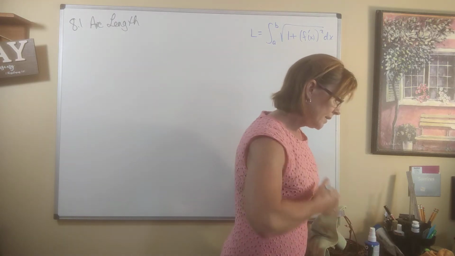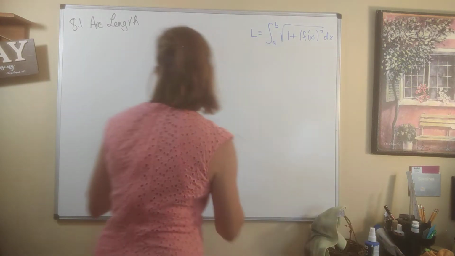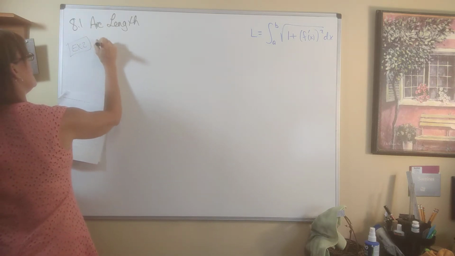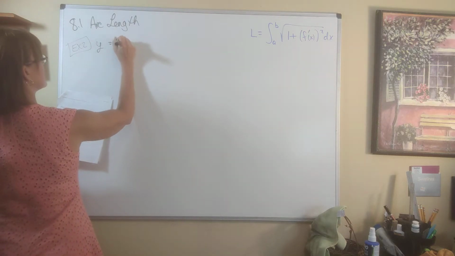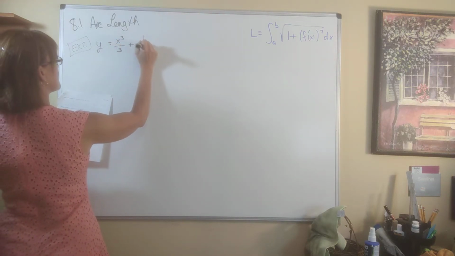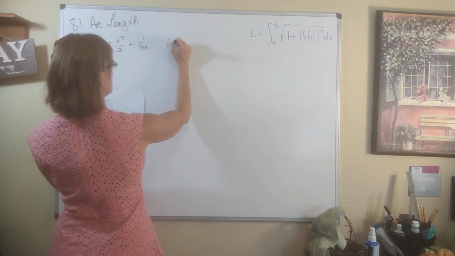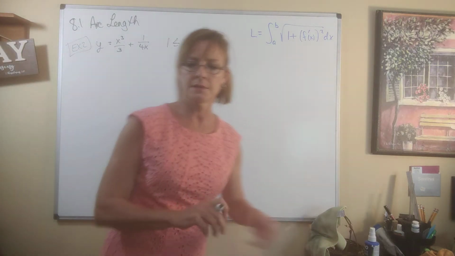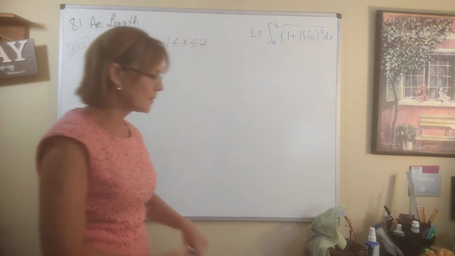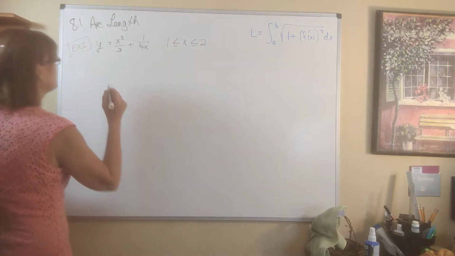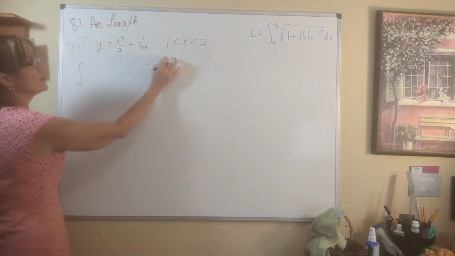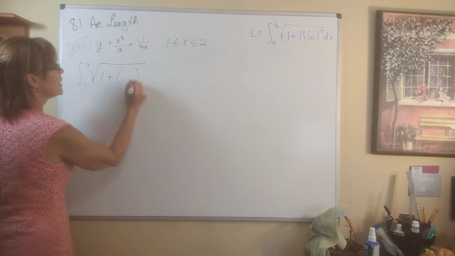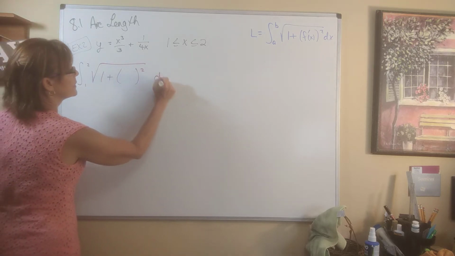It says, find the exact length of the curve y is equal to x to the third over 3 plus 1 over 4x from 1 to 2. All right, we're going to use this formula. So let's set it up here. This is going to be, we're going to integrate from 1 to 2, the square root of 1 plus this guy squared dx.